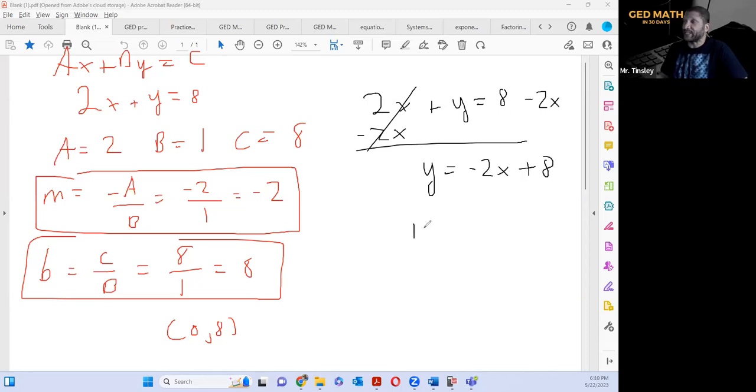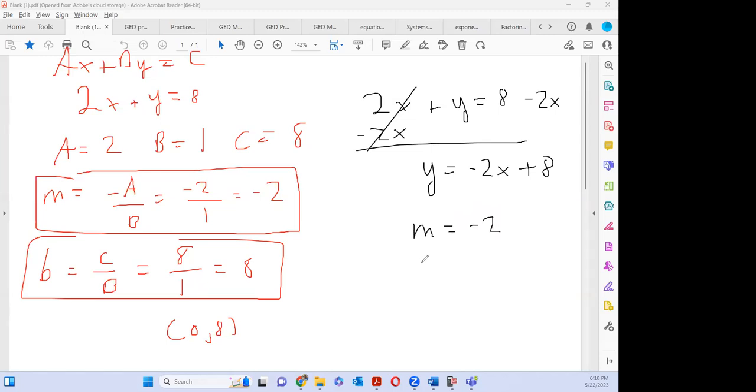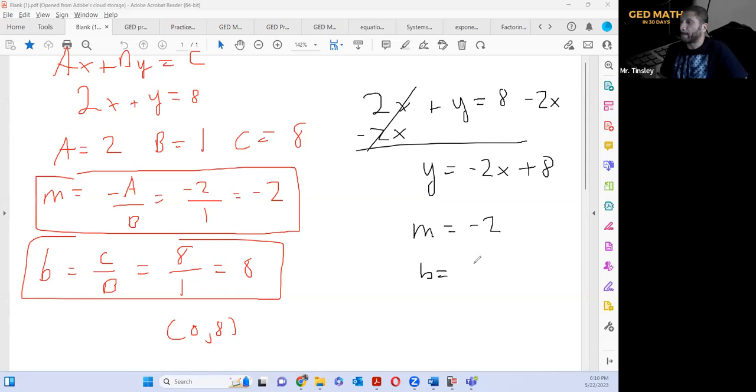Now I can easily see that my slope is -2, and my y-intercept is 8. So there's no one way you have to do it. If you notice, I did standard form first, and then I did slope-intercept form with the same problem. It doesn't matter.